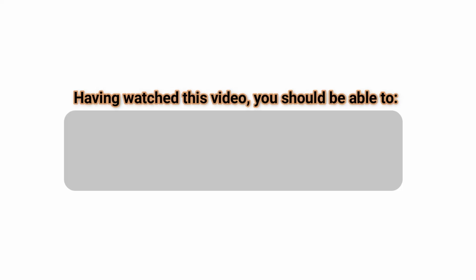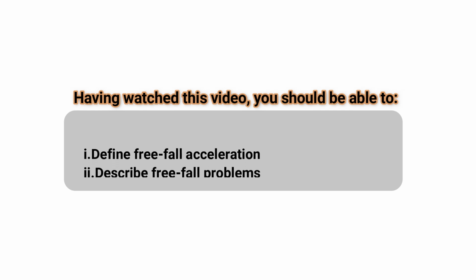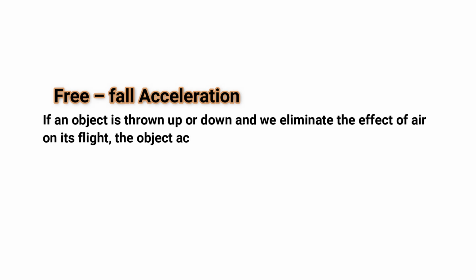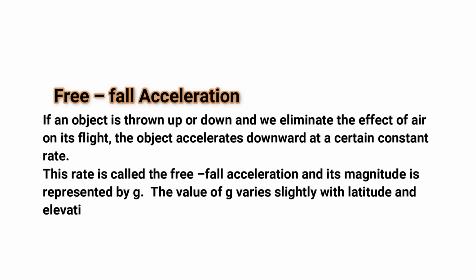Having watched this video, you should be able to define free fall acceleration, describe free fall problems, then solve simple problems involving vertical motion. What is free fall acceleration? If an object is thrown up or down, we eliminate the effect of air on the flight. The object accelerates downward at a certain constant rate. This rate is called the free fall acceleration, and its magnitude is represented by g. The value of g varies slightly with latitude and elevation. The value of g is taken to be 9.8 meters per second square.